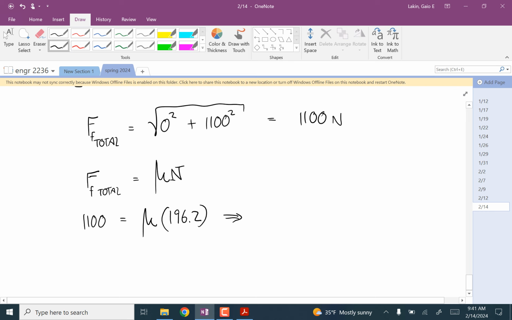What's 1100 divided by 196.2? I got 5.6, which also confused me. 5.6, okay. That's certainly fine. Yeah, well, so normally you don't see coefficients of friction bigger than 1. There are materials, combinations, pairs of materials that give you coefficients of friction higher than 1, but I've never seen one as high as 5.6. So basically, it's impossible for this kid to stay on using just friction.